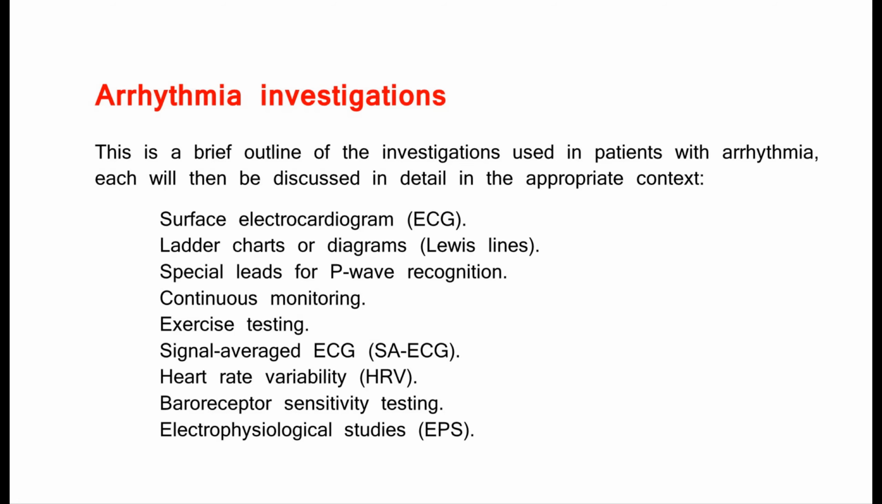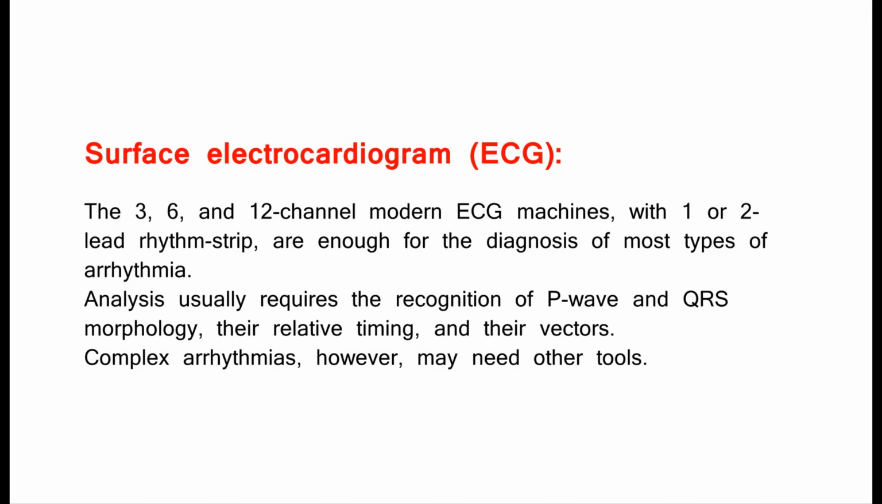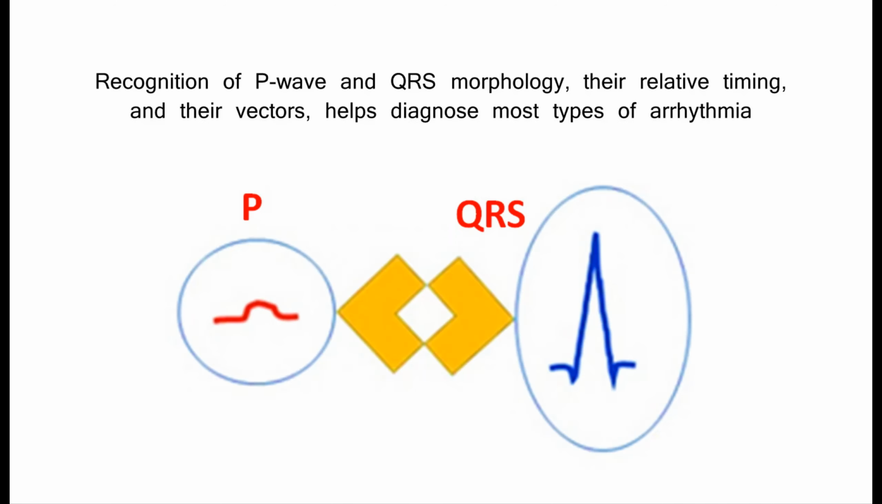Electrophysiological studies, EPS. Surface electrocardiogram, ECG. The 3, 6, and 12-channel modern ECG machines, with 1 or 2 lead rhythm strip, are enough for the diagnosis of most types of arrhythmia. Analysis usually requires the recognition of P-wave and QRS morphology, their relative timing, and their vectors. Complex arrhythmias, however, may need other tools. Recognition of P-wave and QRS morphology, their relative timing, and their vectors, helps diagnose most types of arrhythmia.